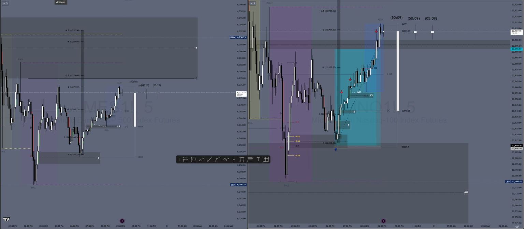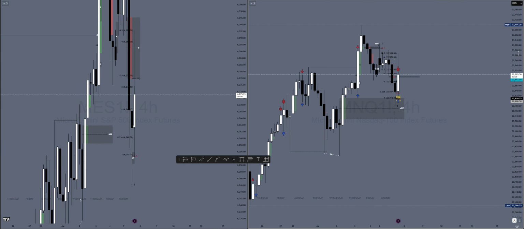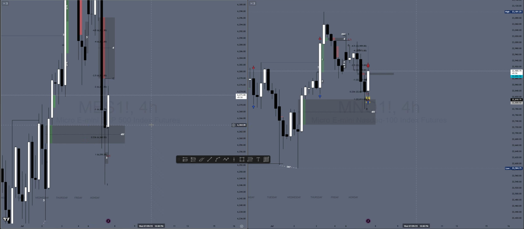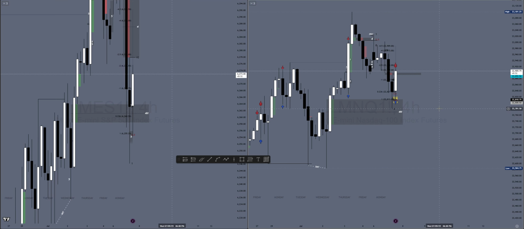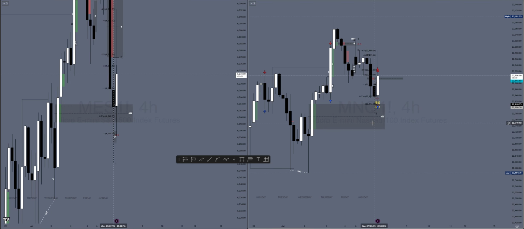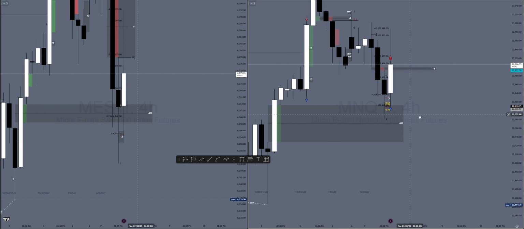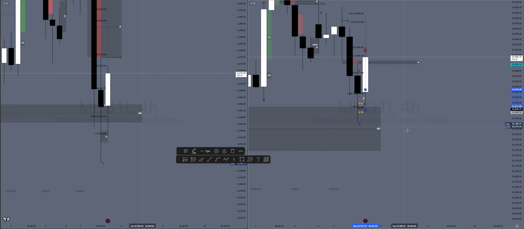Okay, so starting on the 4-hour time frame, we noticed that our last candle right here ended up respecting this discount PD array, which is our 4-hour fair value gap. After I saw that we were respecting this, I moved down, zoomed in just a little bit.